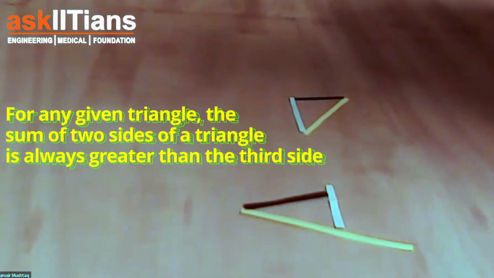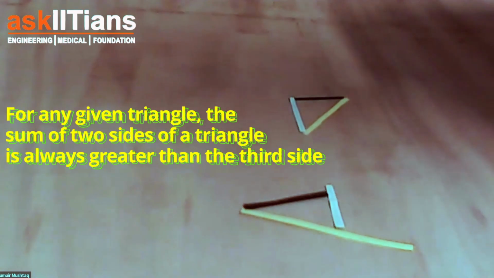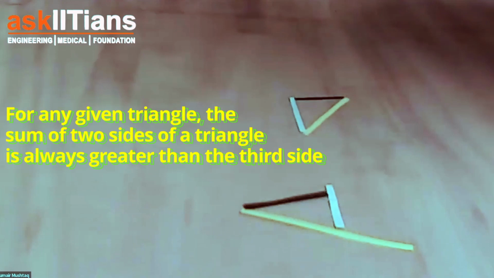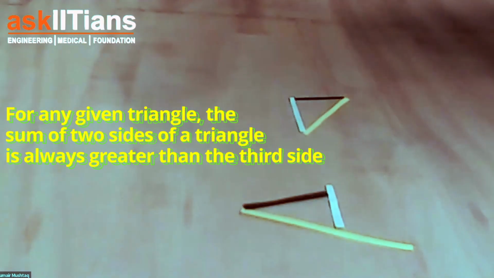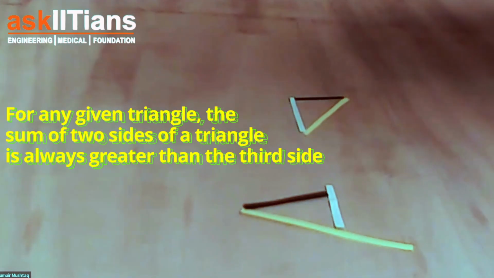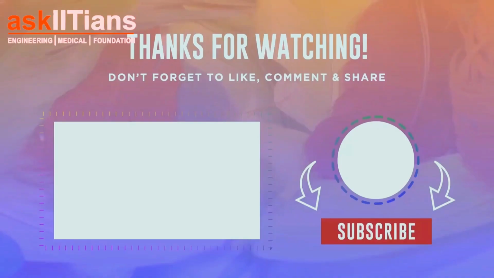So in short, I just want to explain one thing here: if the sum of two sides of a triangle is greater than the third side, then we can say that the triangle is formed. If the sum of two sides is equal, the triangle will not be formed. If the sum of two sides is less, still the triangle will not be formed. Fine.